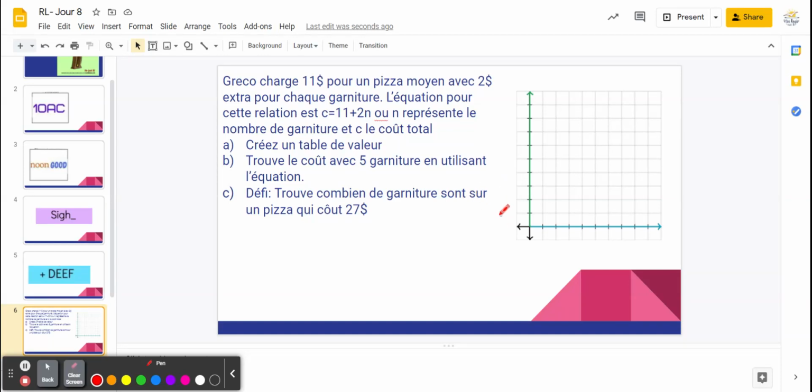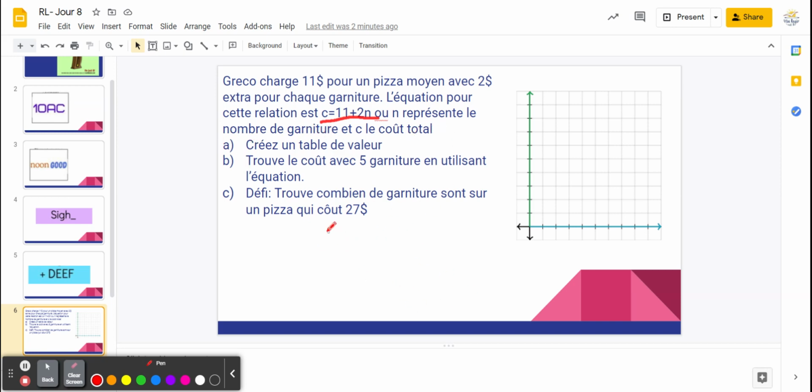Okay, so we're going to be working on some application problems. So this says, Greco il cherche $11 pour une pizza moyenne, a medium pizza, avec $2 extra pour chaque garniture, for different toppings. L'équation, c'est C est égal à 11 plus 2 fois N. Okay? N représente le nombre de garnitures et C représente le coût total.